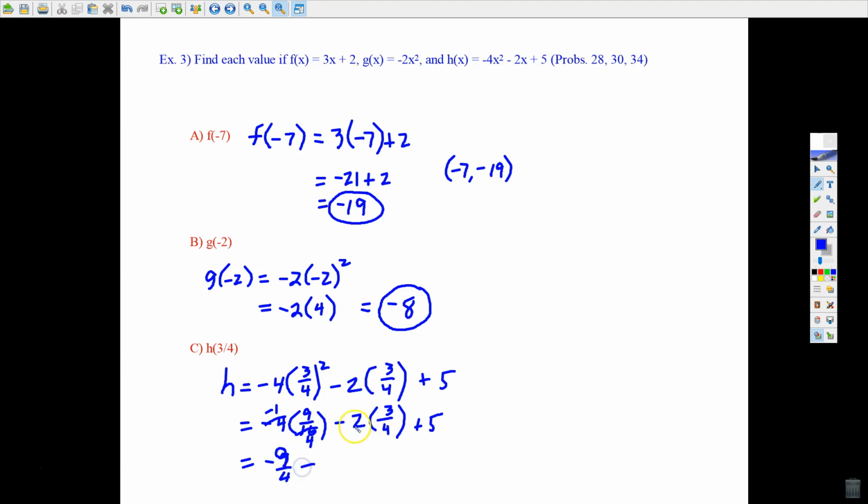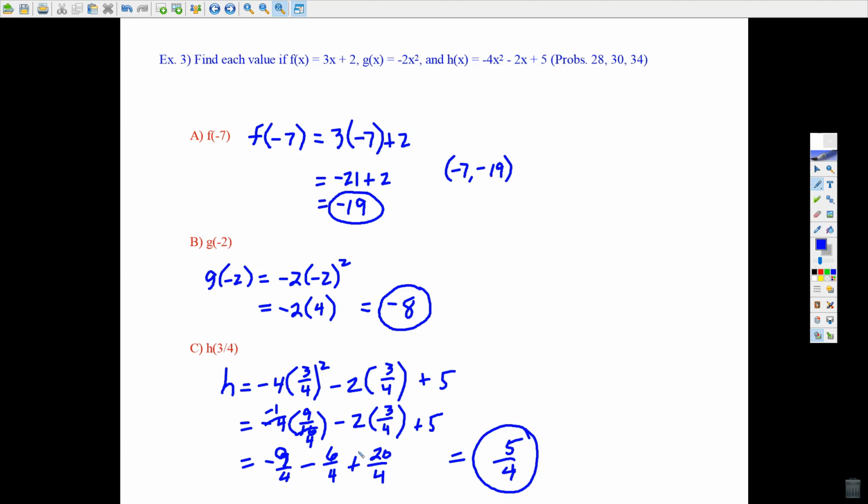Okay, and then this would be -6/4. I'll just keep it in fourths for now, since we're going to combine these anyway. And then I've got 5, which you would think of as 20/4. Okay, so now we combine all of these together. -9 minus 6 is -15/4, and -15 plus 20 is 5/4, and that would be my final answer.